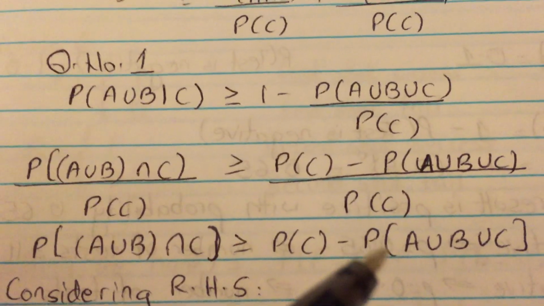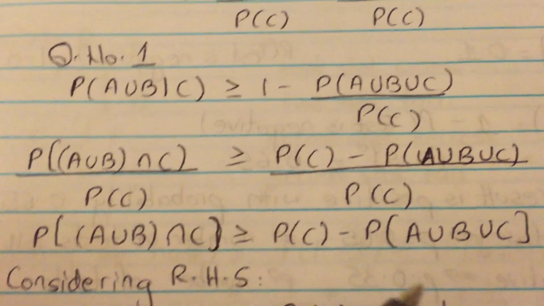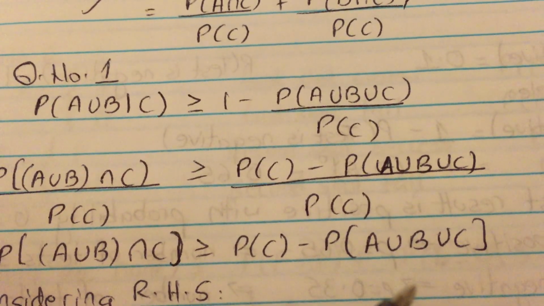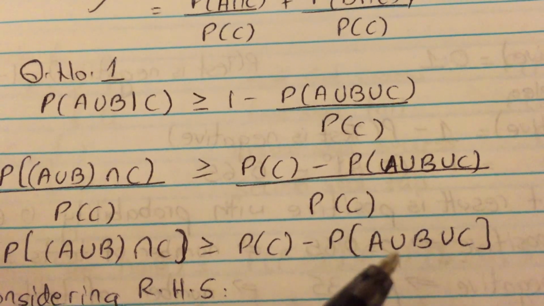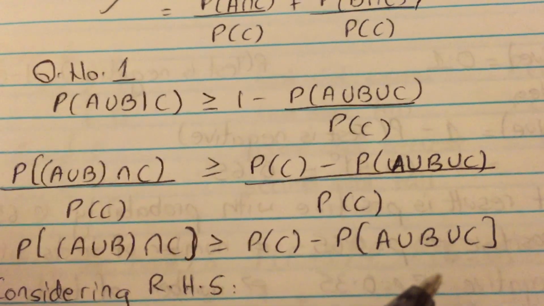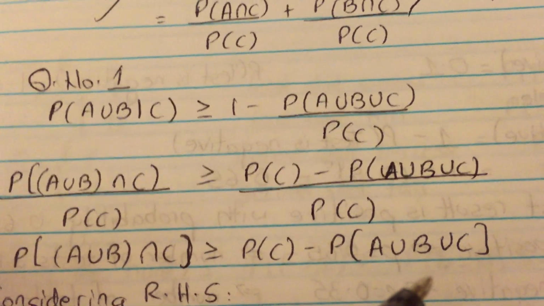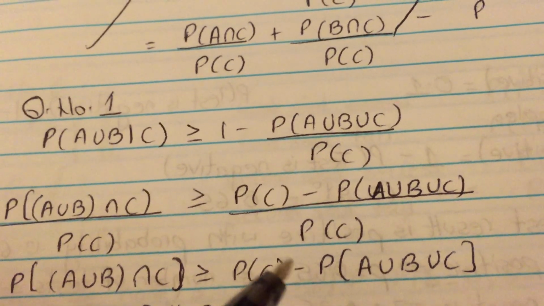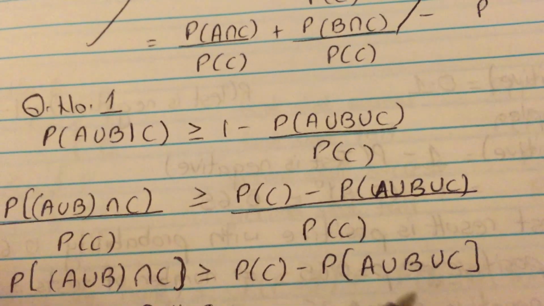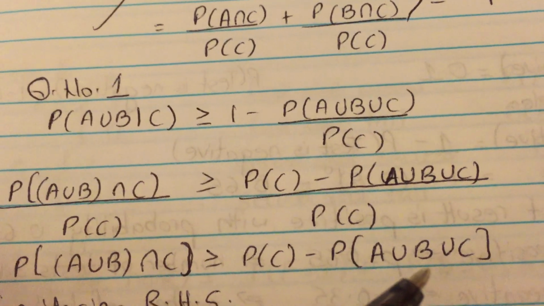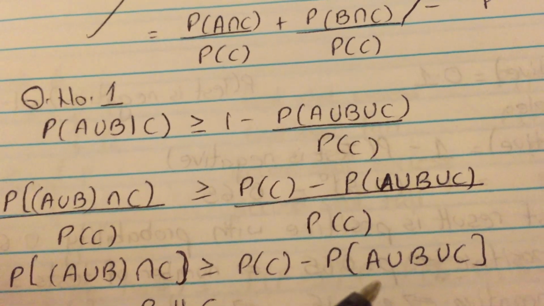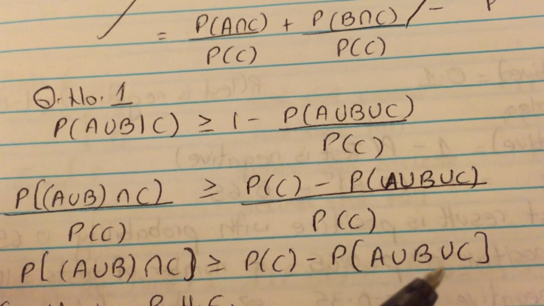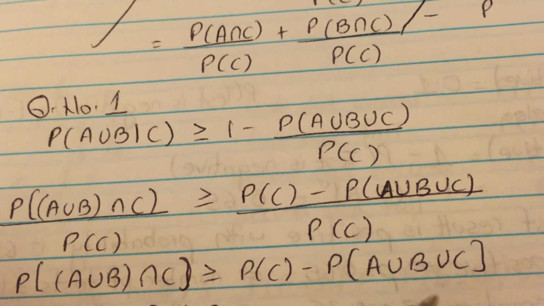Now consider the right hand side. What is the set A union B union C? So the set A union B union C is at minimum C. The smallest this set can be is C, and that would be the case when A and B are both a subset of C. If there are any elements in A and B that are not in C, then the set A union B union C will essentially be larger than C itself.